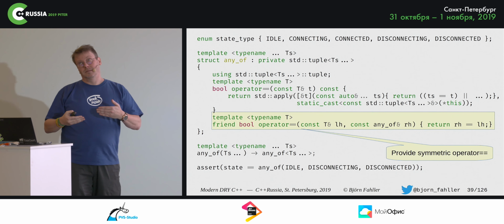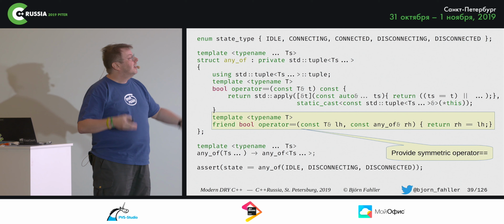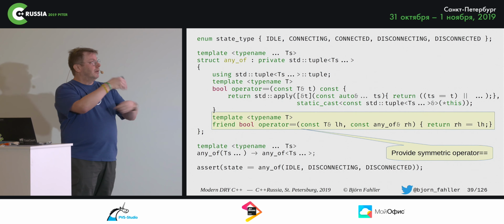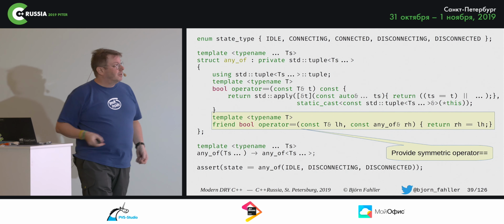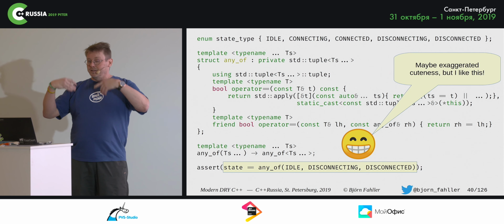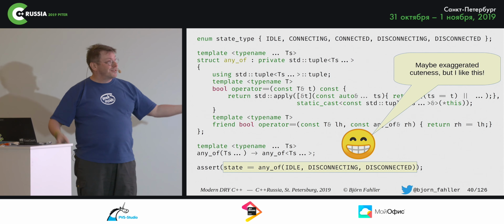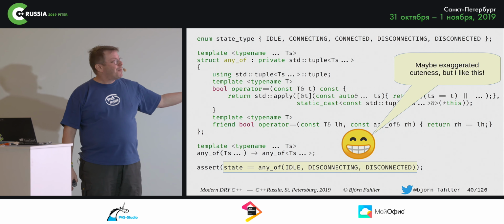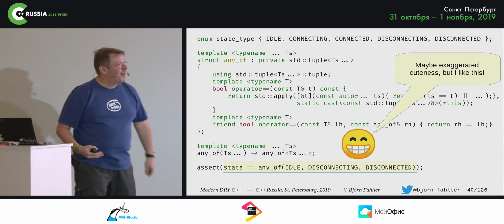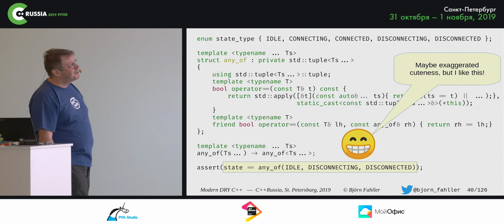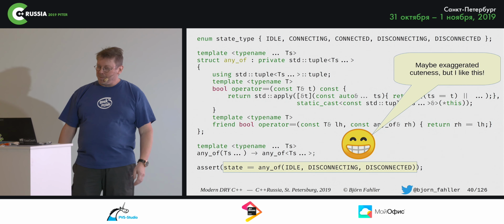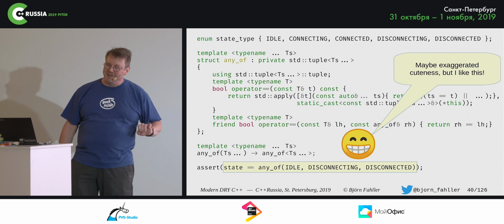And then we need, well, don't need, but we want to make a friend with the symmetric reversed order operator equals. So now we can write is_state_any_of idle, disconnect, and disconnected. And I am unreasonably happy about this code. This is amazing. This nerd heart is beating. This is cool. It is cute. It is maybe exaggerated. But I really like this code. I'm sorry, I really do.